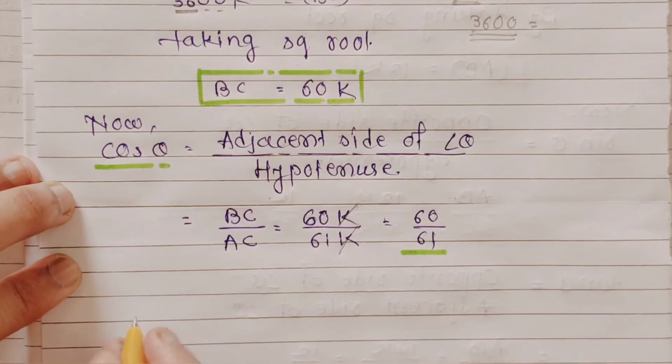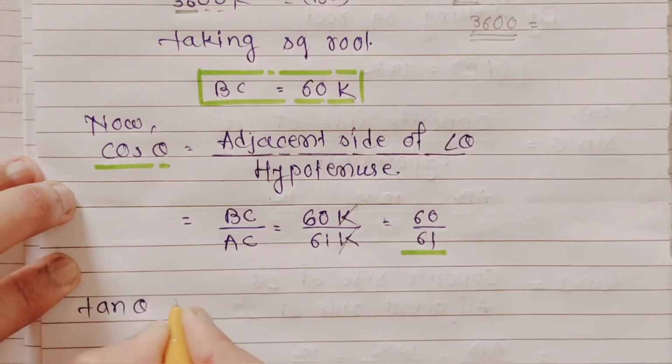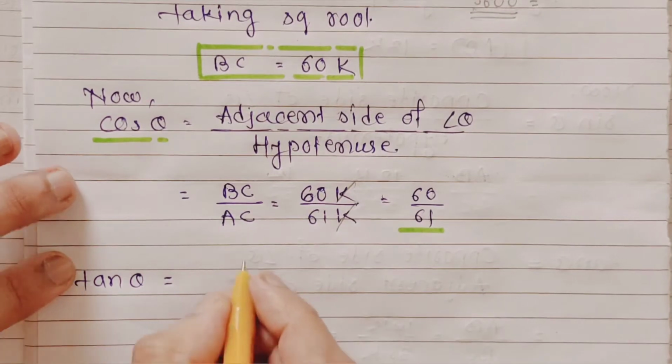Now tan theta. Tan theta, we know the ratio. Tan theta is equal to opposite side.